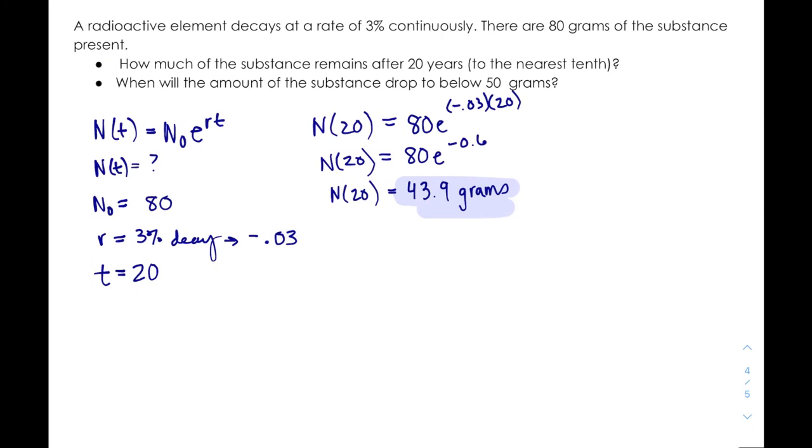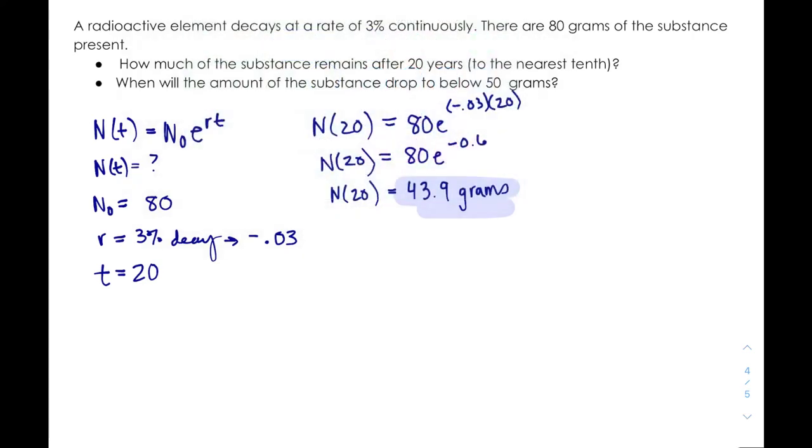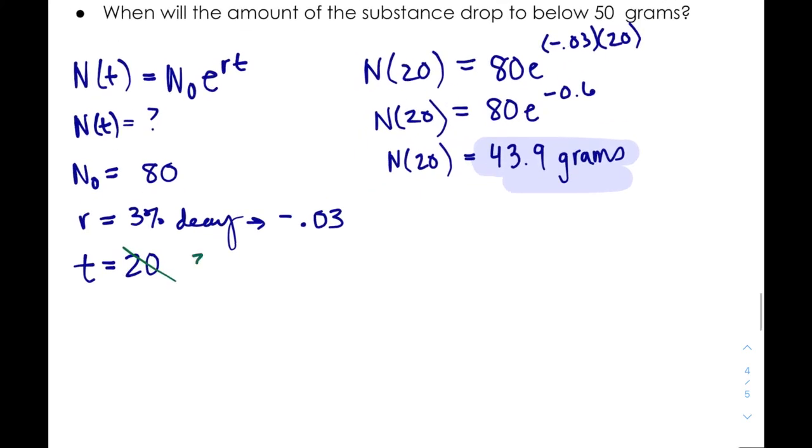Okay, the second question wants to know when the amount of substance will drop below 50 grams. So now we don't have the time. Time is what we're looking for. That's our unknown, and the amount we're going to end up with is 50 grams. So using a little bit of logic here to check ourselves, if after 20 years we have 43.9 grams left, well then it makes sense that it's going to take less than 20 years till we have 50 grams left.